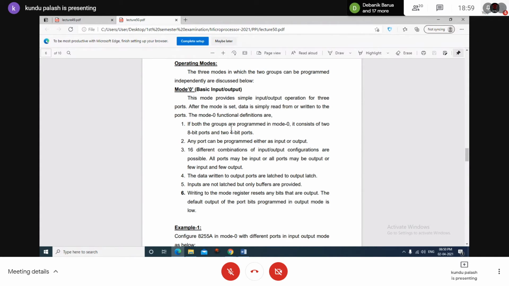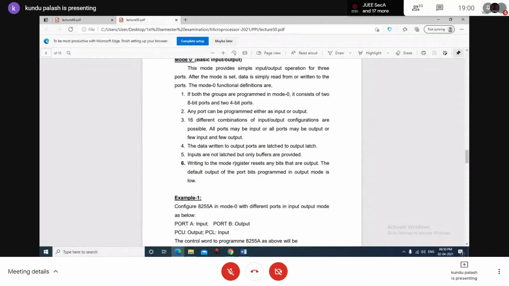That means port C has 2 different 4-bit ports. The data written to the output ports are latched, which I have just explained, to the output latch. Inputs are not latched, but only buffers are provided. Writing to the mode register, that is the mode control register, resets any bits that are output. The default output of the ports bits programmed is output mode.